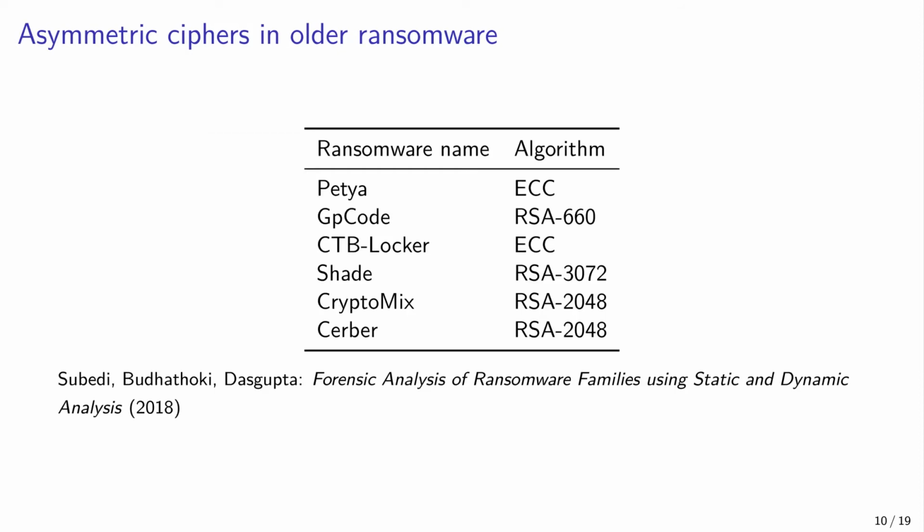Now let's take a look at asymmetric ciphers used in older ransomware. Everything looks fine with elliptic curves and RSA with a secure key length. There's one specialty. The GPCode ransomware uses a 660-bit key. This might be because it was a recommended length in the 90s and authors probably read about it in an older publication or a manual.